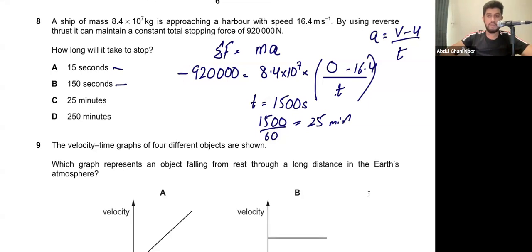Why are you not considering the weight? Because the weight is vertically downwards. The ship is moving like this. इस weight का कोई भी component इस direction में नहीं होगा. Weight is downwards. The ship is moving like this. There's no component in the direction of motion.